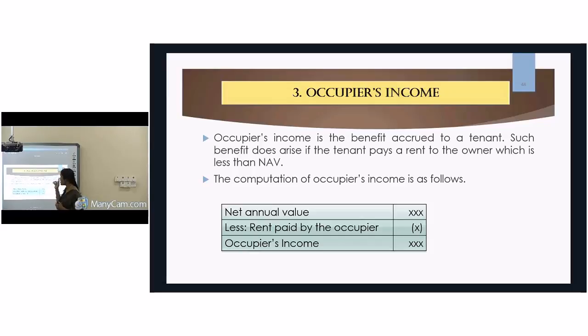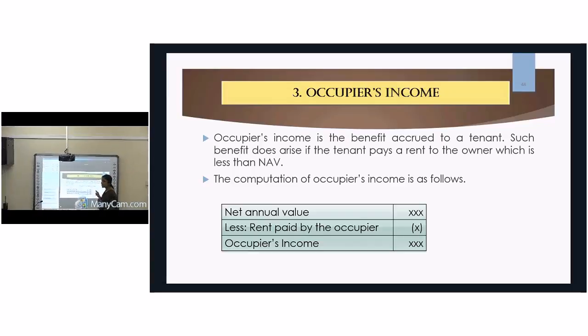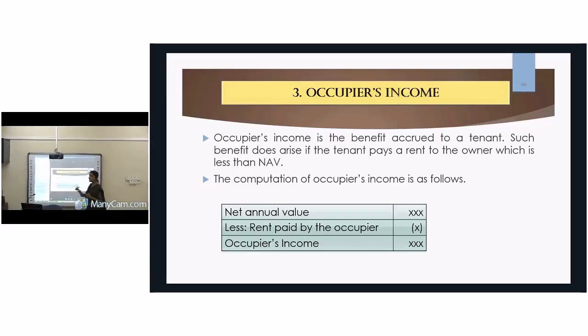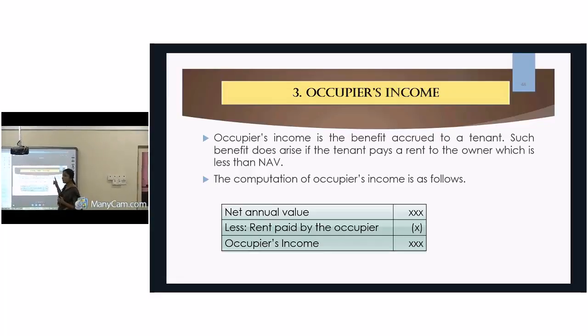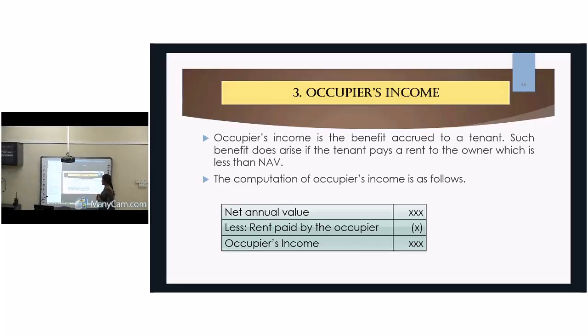But at that point itself, you cannot take the net annual value as the owner's income. I have mentioned in that point as well, there may be a possibility of occupier's income. If there is occupier's income, you have to calculate it separately and deduct that occupier's income from the NAV, then take the net amount as the owner's income. Now we are going to study what we mean by the occupier's income.